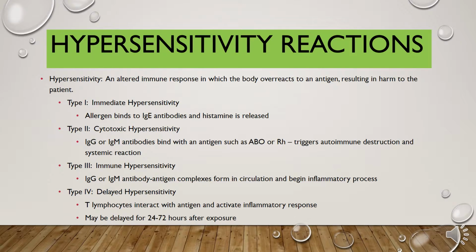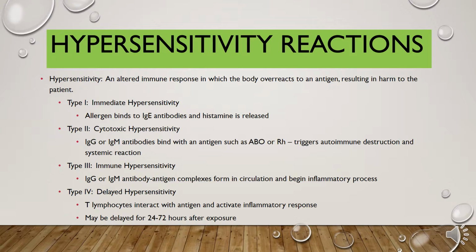Okay. Then looking at type 2 cytotoxic hypersensitivity, so this is IgG or IgM antibodies binding with an antigen such as AB or Rh, and then triggers autoimmune destruction and systemic reaction. So type 2, one of the causes is incompatible blood, and then examples are going to be blood transfusion reactions or hemolytic disease of the newborn.